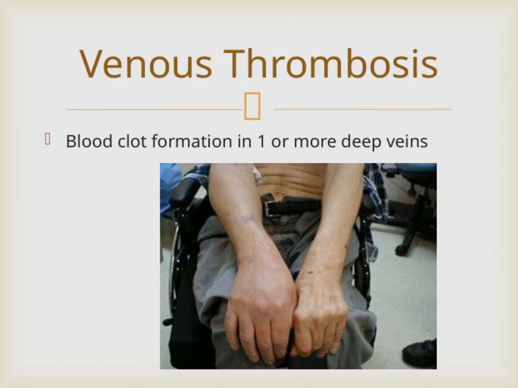Essentially, this refers to the formation of a blood clot within one or more deep veins. These deep veins are usually found in the legs, but they can also occur in other parts of the body. The key point here is that when a blood clot forms in these deep veins, it can lead to serious complications if not treated promptly. This condition is important to recognize because it ties into overall vascular health and the importance of maintaining proper blood flow. Understanding venous thrombosis helps us appreciate how disruptions in normal blood circulation can have widespread effects on health.